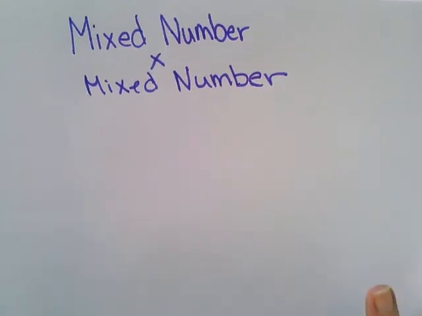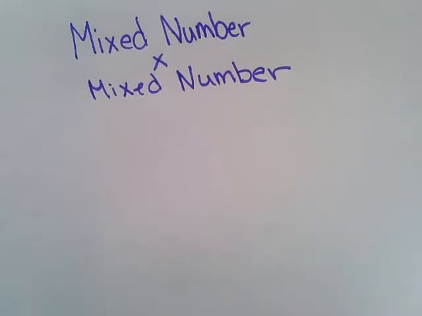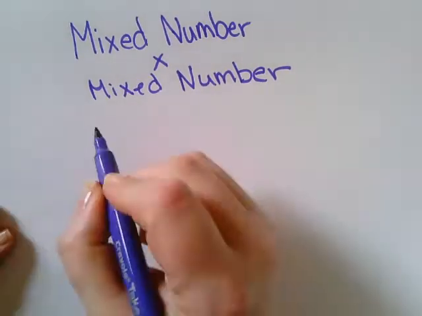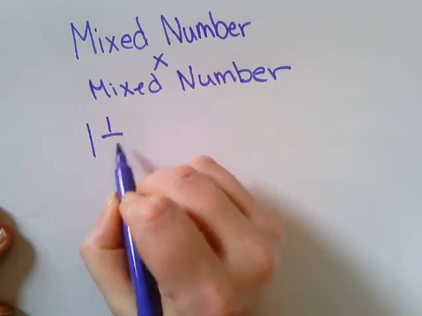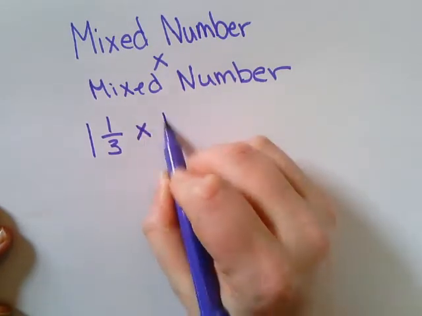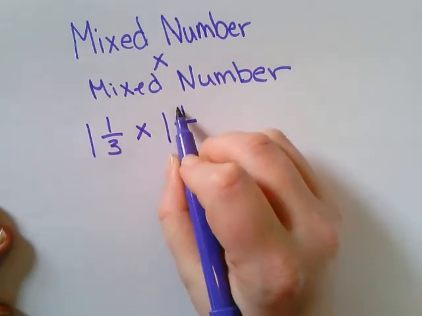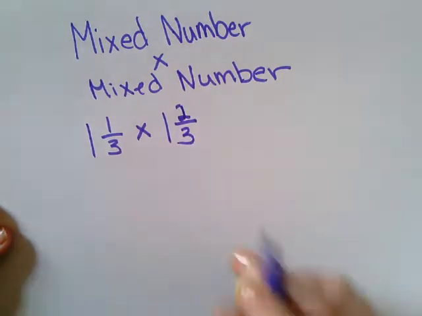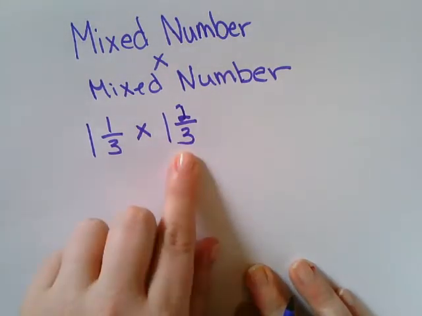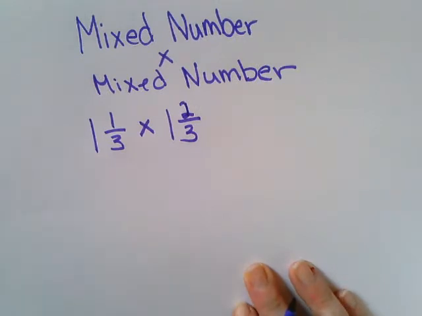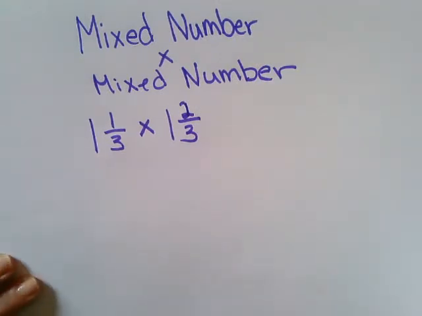Today we are going to talk about multiplying mixed numbers together. So we are going to take one mixed number times another mixed number. When you look at this, we have some parts to our mixed numbers. Just like we did yesterday, we are going to break apart our mixed numbers.